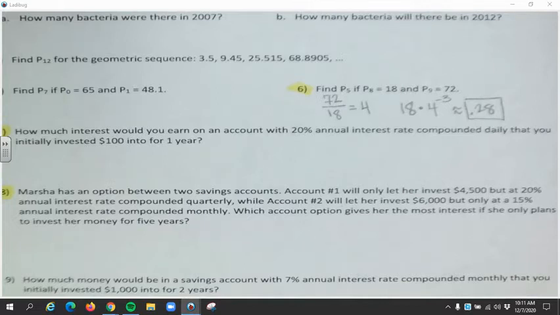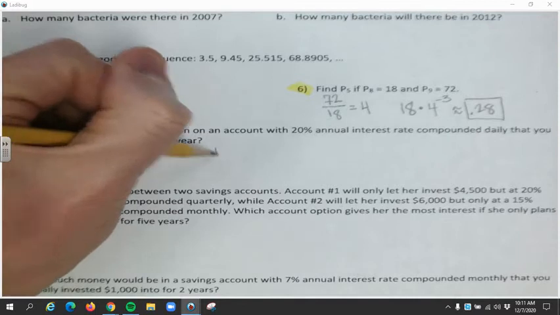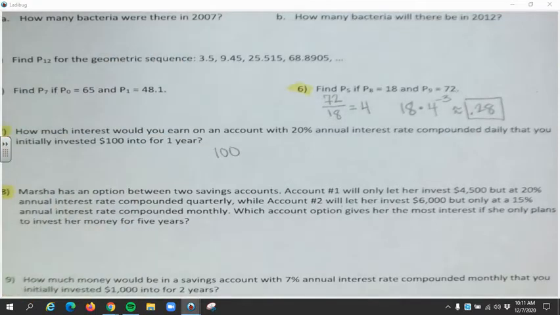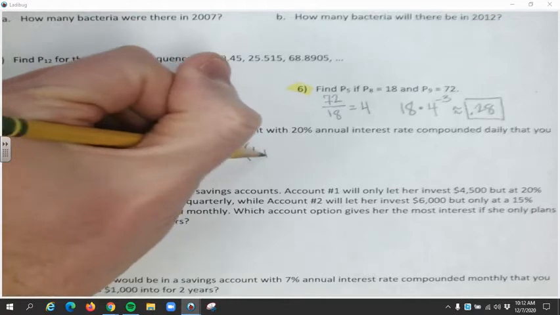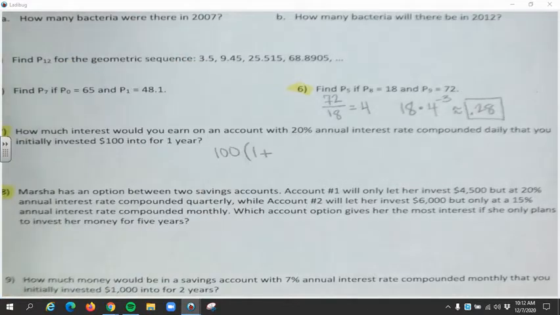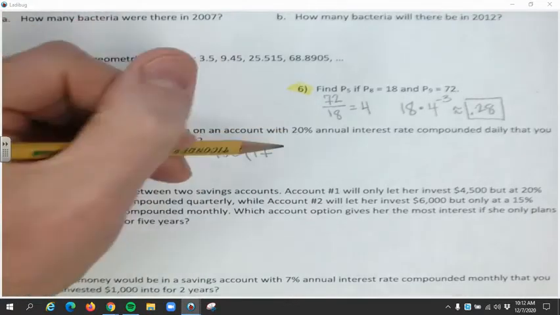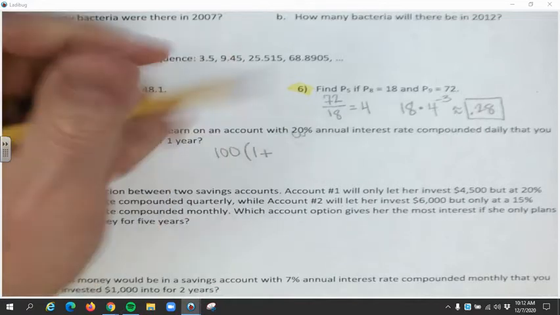How much interest would you earn on an account with a 20% annual interest rate compounded daily that you initially invested $100 into for 1 year? So I'm going to start by using my number of 100. There's my principal. That's how much money I initially invest. In parentheses, it's 1 plus my rate. My rate is 20%, but when I change it to a decimal, it turns into 0.20.